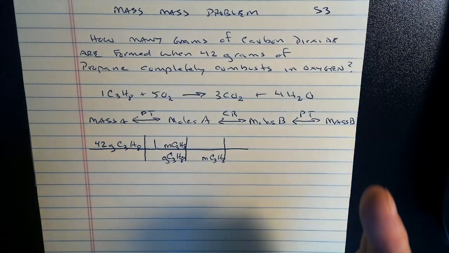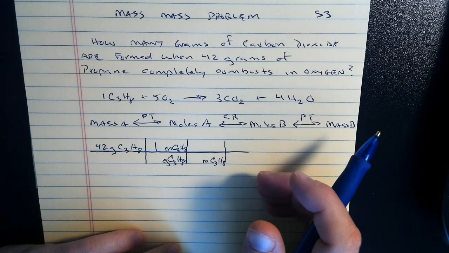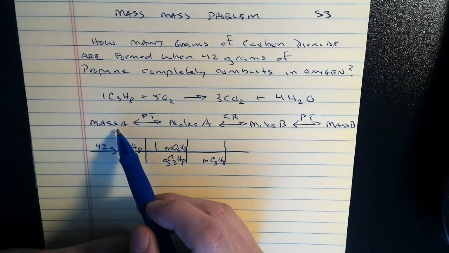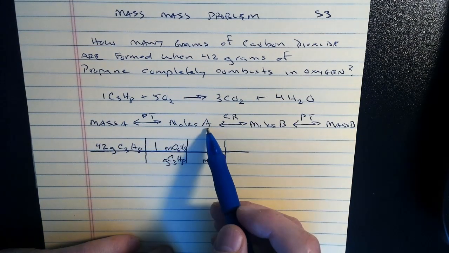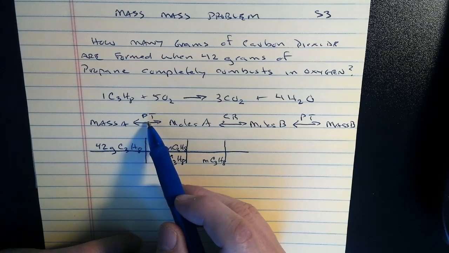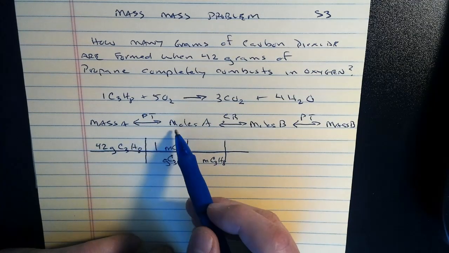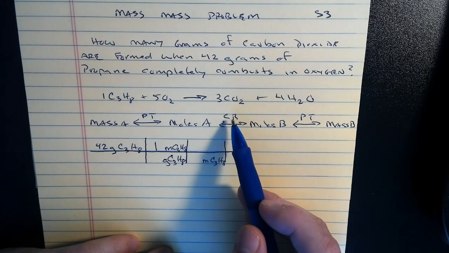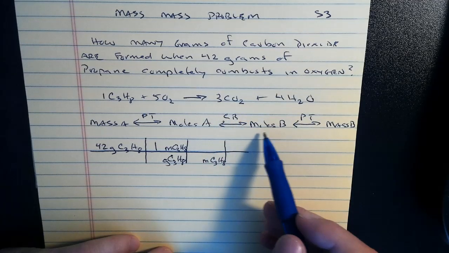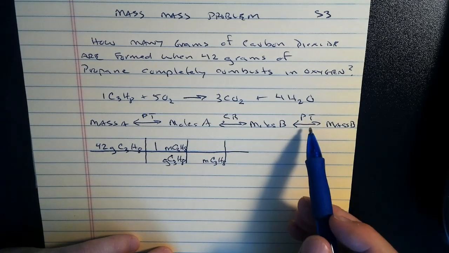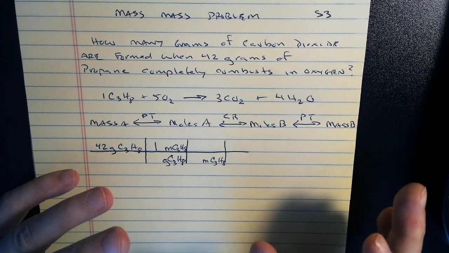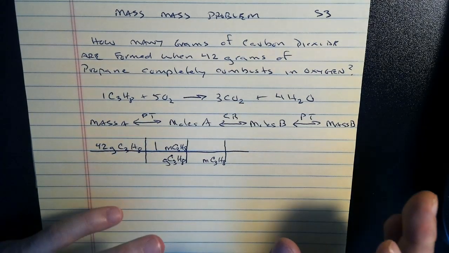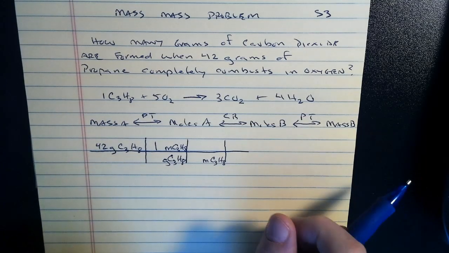Now, I first asked you to memorize that part of the roadmap, which is what I call the central road. We have mass A that goes to moles A, and we can use the periodic table to convert to moles A. Then we go to moles B, where we use the coefficient ratio in the balanced equation, and then go to mass of B. So we've already done mass to mole problems, and also moles A to moles B problems. So this is the third type of problem here.